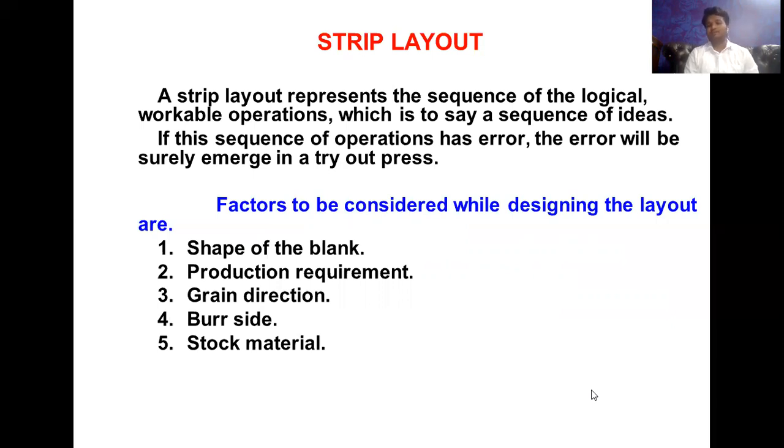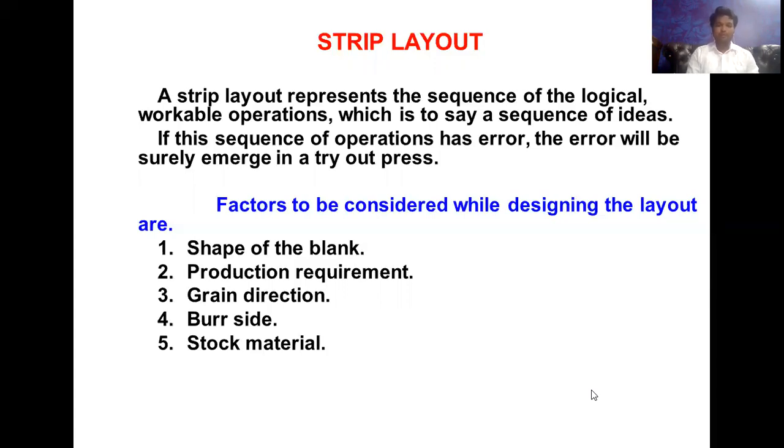Factors considered while designing the layouts are the shape of the blank, what is the shape that we are using, and production requirement: is it a mass production, is it a batch production, is it a very small production. Depending upon production requirement as well, our strip layout is going to be designed. And the grain direction: in which direction is our blanking operation going to take place? Is it parallel to the grain direction? Is it perpendicular to the grain direction? And the burr side: exactly where the burrs are located.